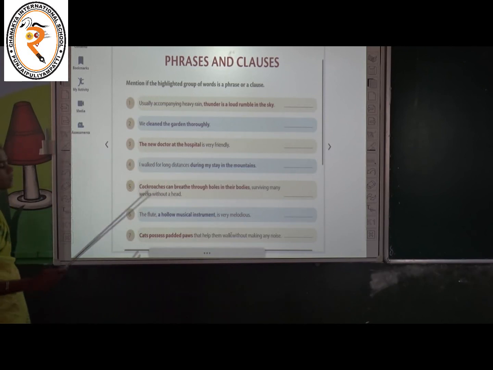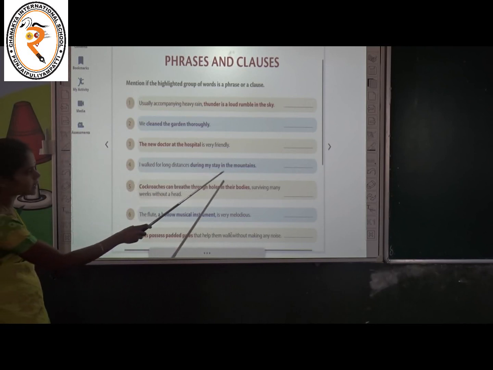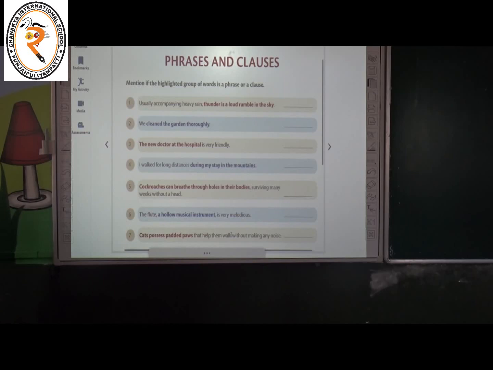And the fourth one: I walked for long distances during my stay in the mountains. What is the fourth one? I walked for long distances during my stay in the mountains. Does it give a complete meaning? No, so it is a phrase. So the fourth one is also a phrase.